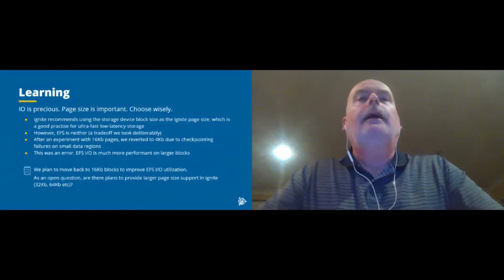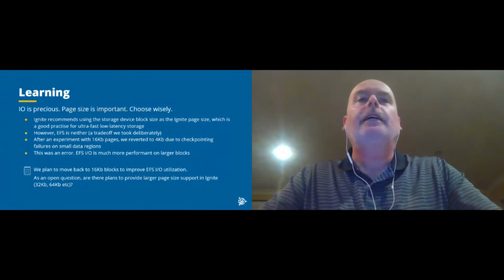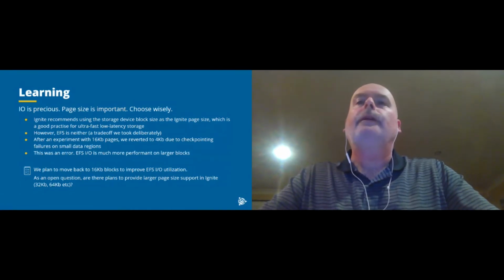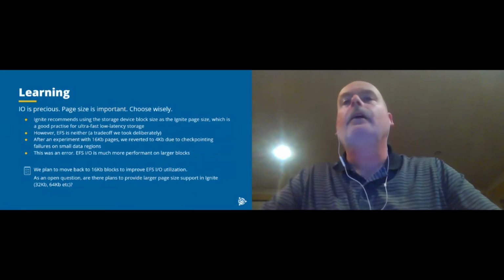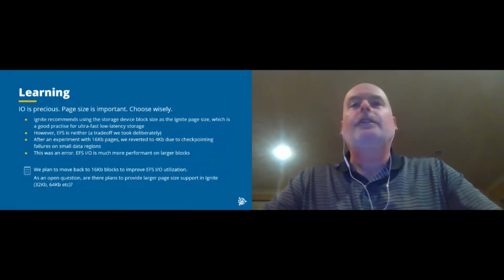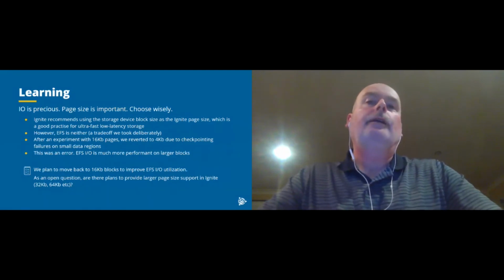We use AWS Elastic File Service for our storage, and there are some trade-offs there that we did take deliberately. We initially were using 16K pages, which I reverted to 4K due to a checkpointing failure that we discovered on small data regions, which was another learning not covered here. In hindsight, this was an error, and our EFS is something like 3 times faster reading 16K blocks than 4K blocks. So we plan to move to that in the future.